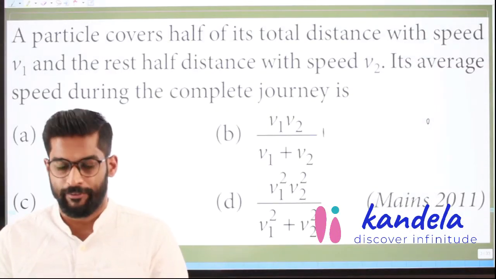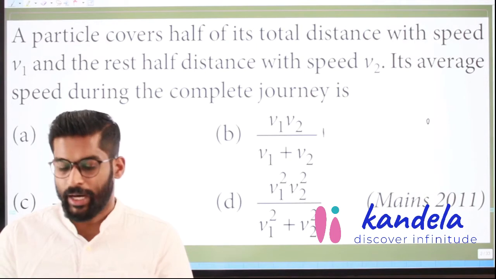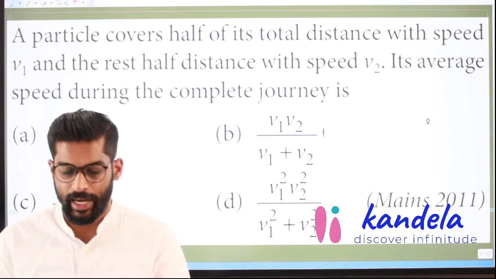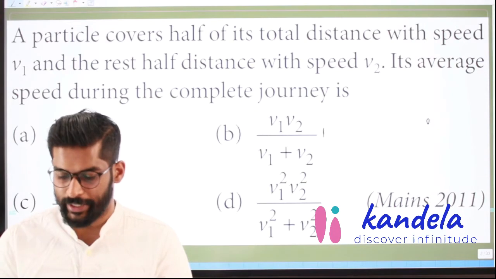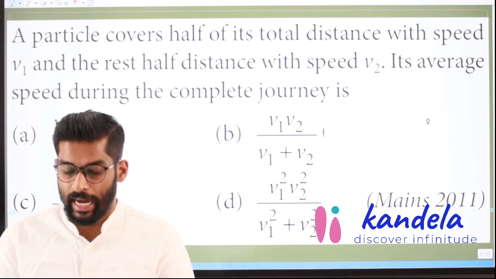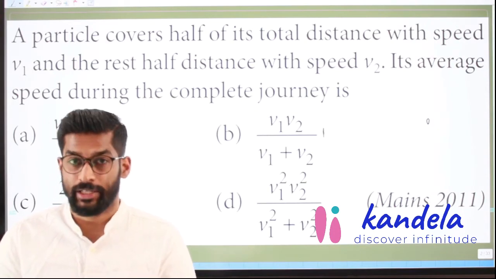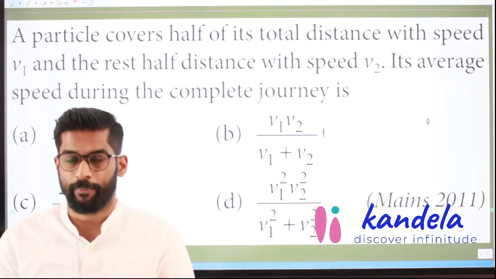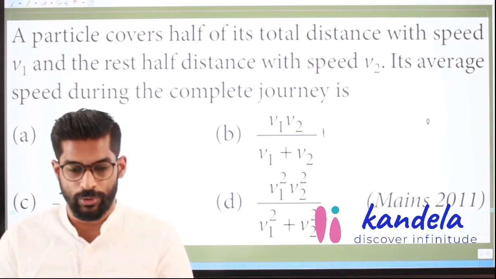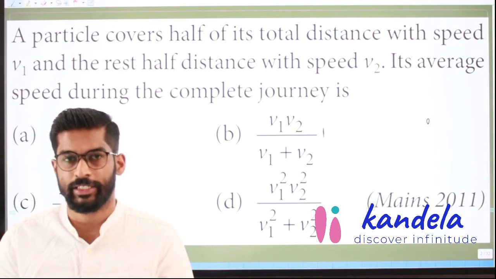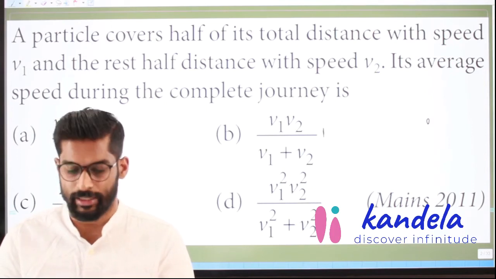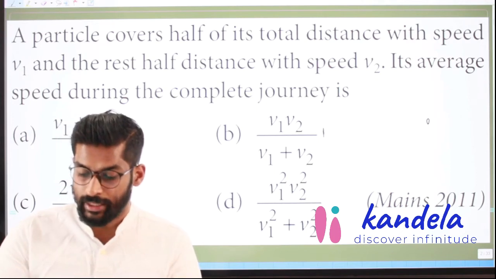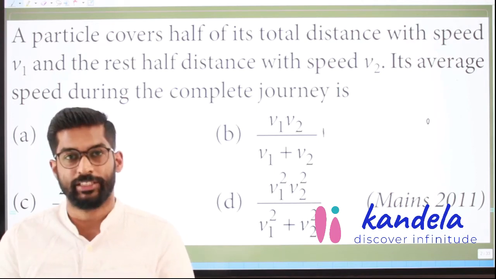So here we have a question. A particle covers half of its total distance with speed v1 and the rest half with speed v2. Its average speed during the complete journey is what? Now, to answer any topic in physics, we need to know the underlying definition of the quantity that has been asked. So here, we have been asked to find the average speed of the complete journey.